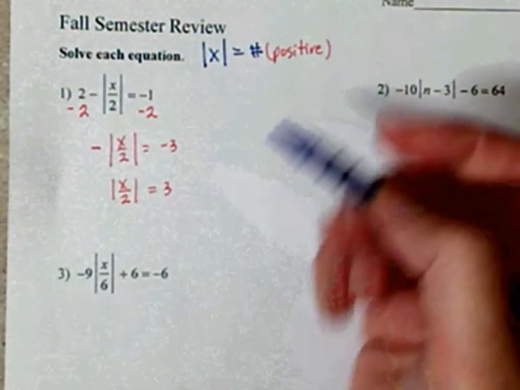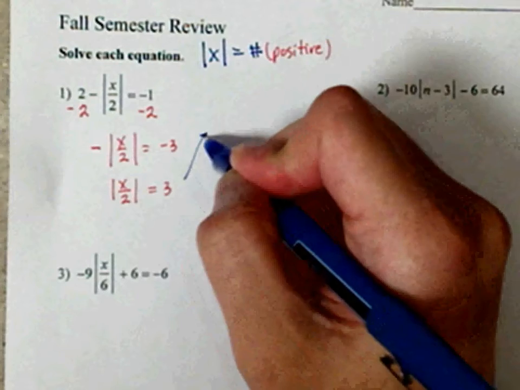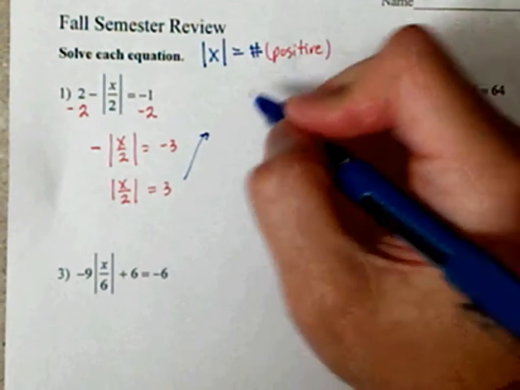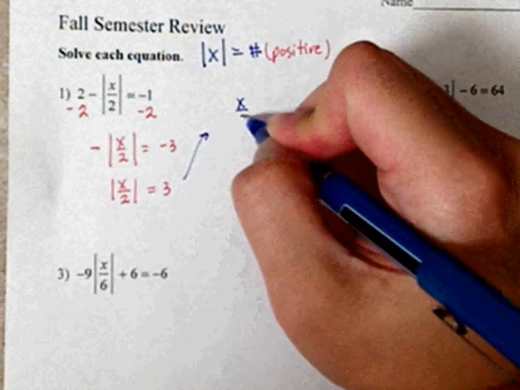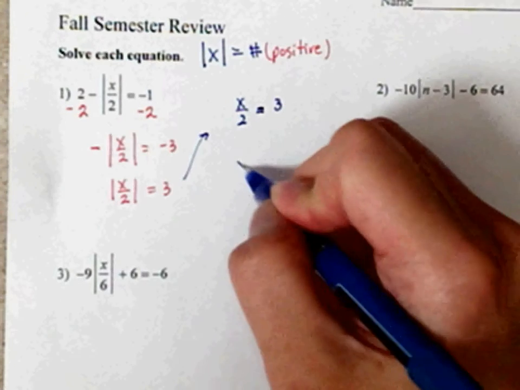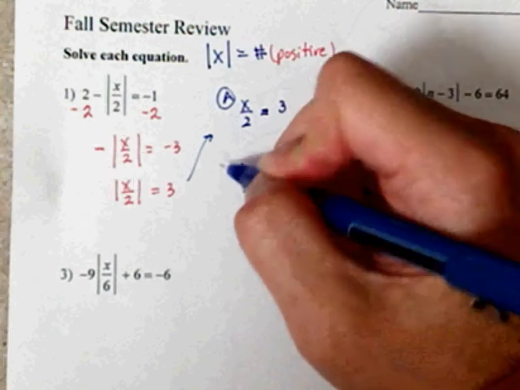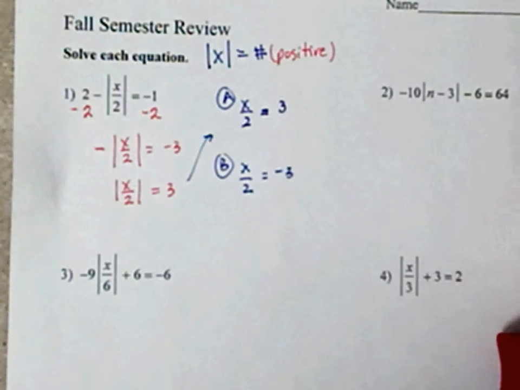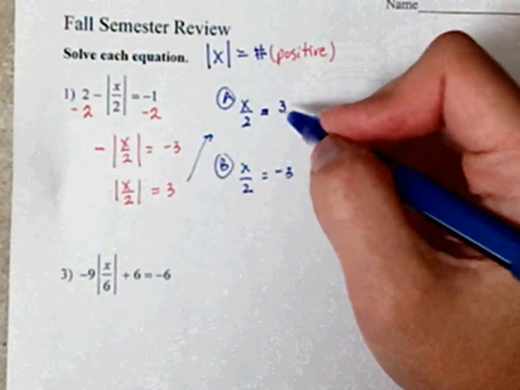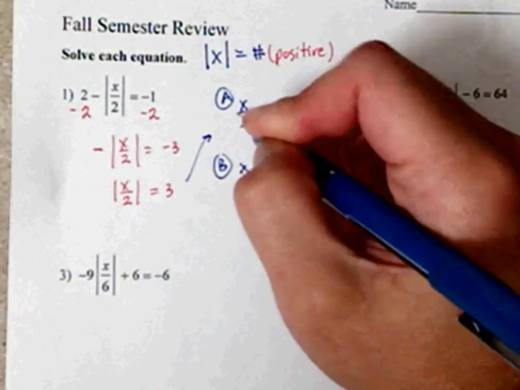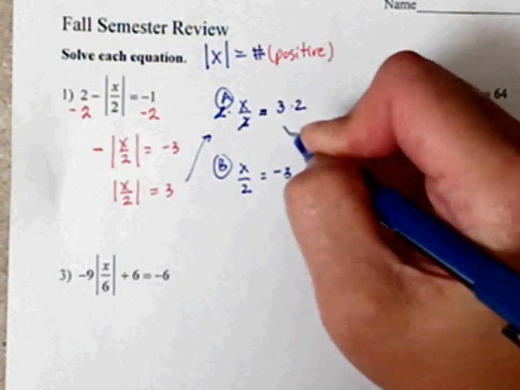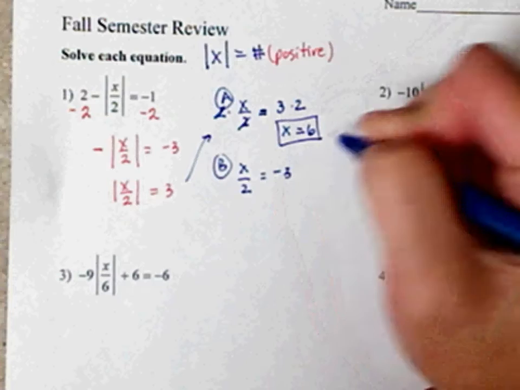Now the next part. Now you're going to set up your two solutions. The first one, you write just like you see. The next one, you're going to have equal to negative 3. So there's A and there's B. Okay? How do you solve for x? Multiply times 2, times 2. These cancel, so x is equal to 6.